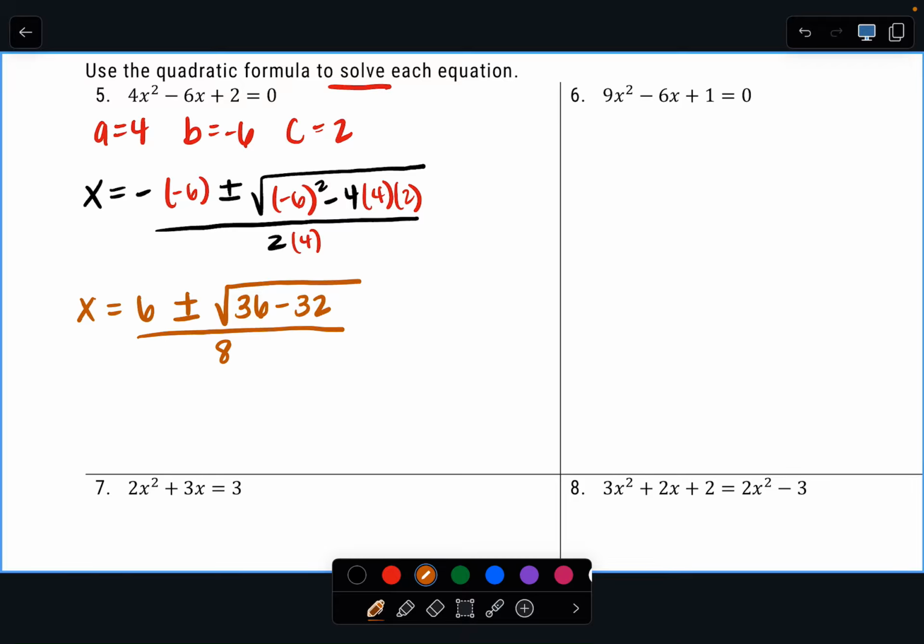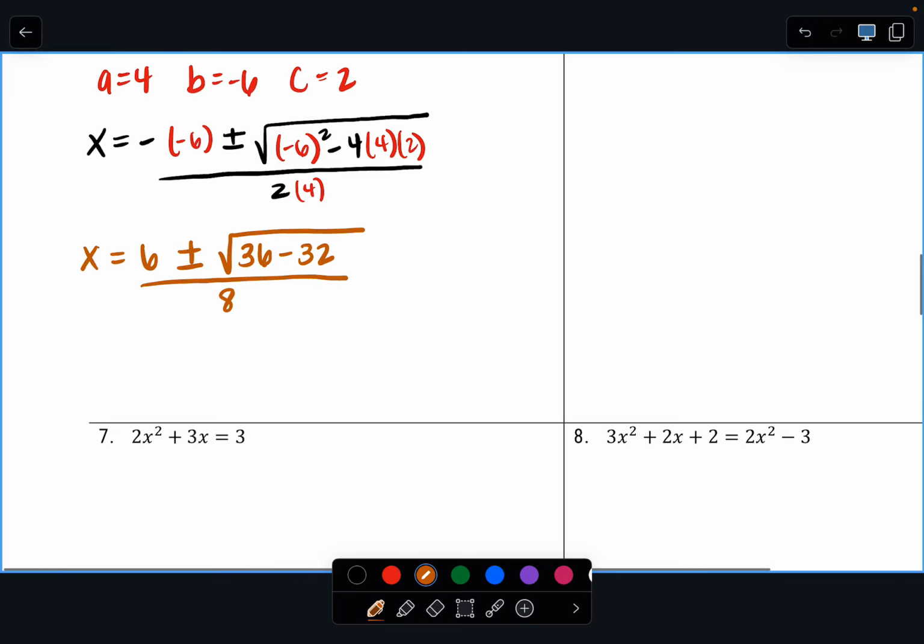All over, what is 2 times 4? 8. Okay, now again, whenever you're doing your test, you are working for partial credit. All of these little steps that I take are things where, say for instance, you messed up 36 minus 32, I can give you partial credit for everything you've done up until this point. If you do all of the math in your head and it's wrong, I can't give you anything. So write out all of your steps.